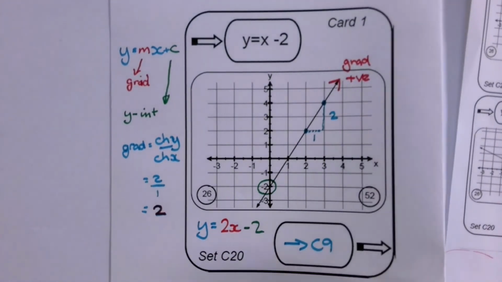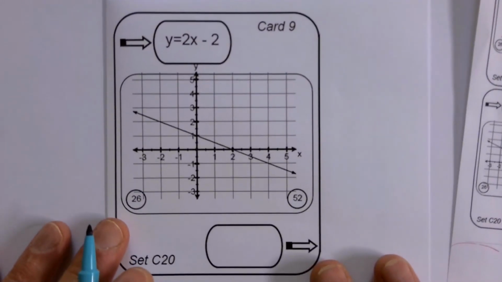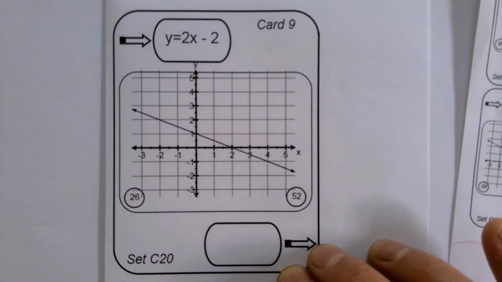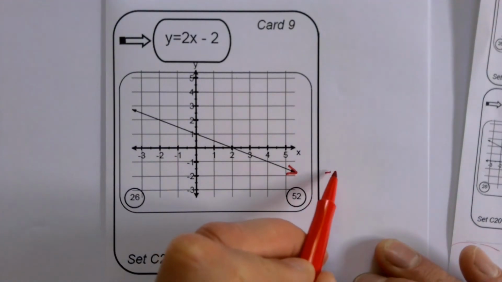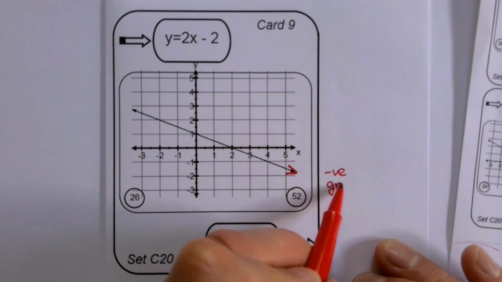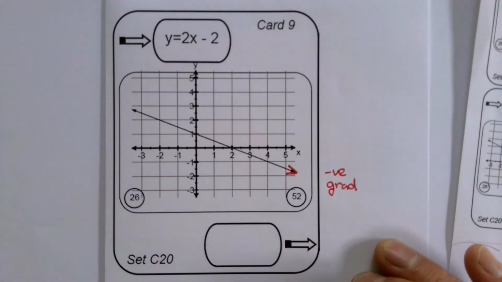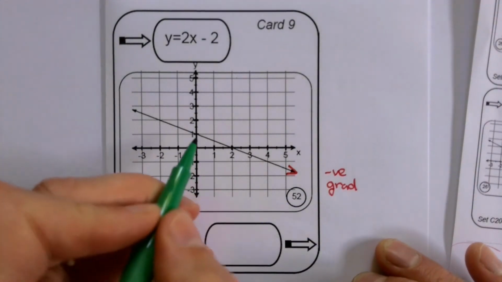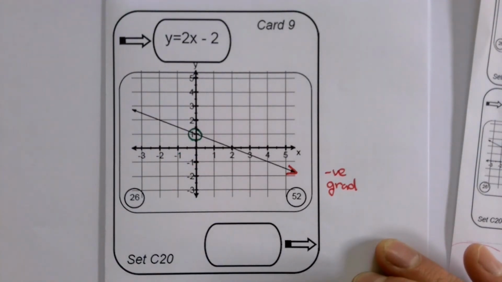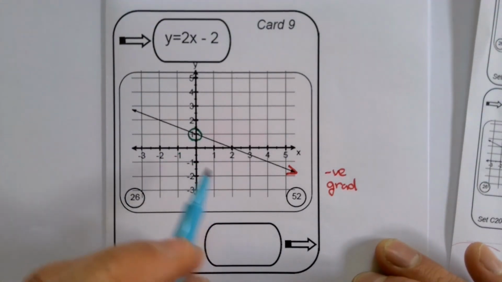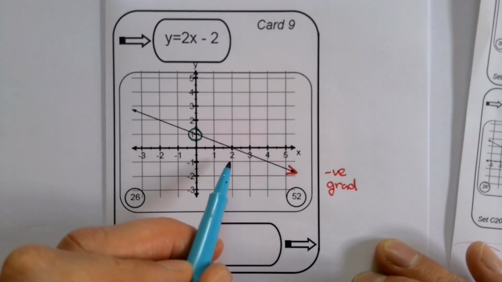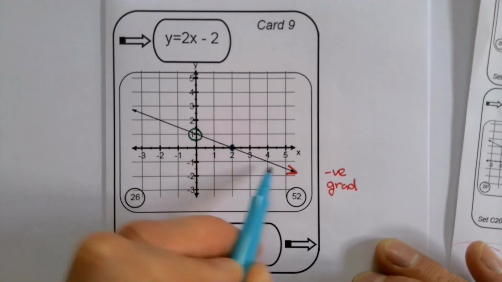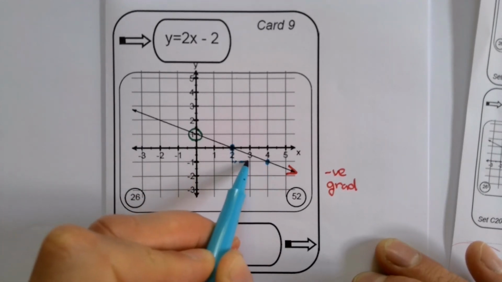Okay, as if by magic, here we go, there's card 9. So we're going to do the same thing again now. We're going to put an arrow on the right hand side, the line's going down, so that's a negative gradient. That's the first thing we just need to note. And the y-axis intercept is here, that's just 1. And then we need to think about a triangle. It doesn't matter where you put the little dots for the triangle, but it's got to be where the grid nodes intersect. So we could choose, for example, here and here, and draw a little triangle.